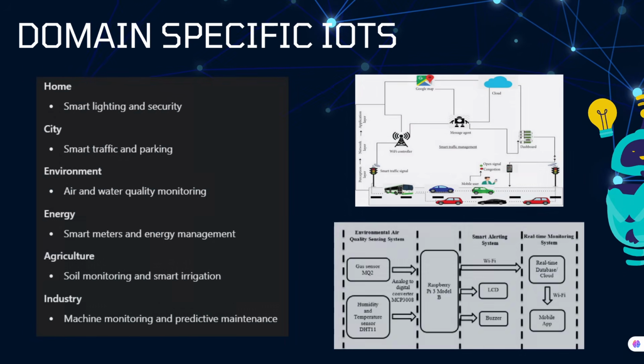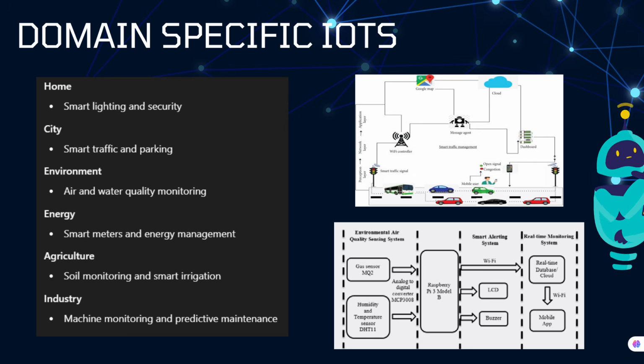Next is domain-specific IoT applications. This slide shows different real-world application areas. In homes, IoT is used for smart lighting, smart locks, and security cameras. In cities, IoT is used for traffic management, parking systems, and street lighting. In environment monitoring, IoT is used to measure air quality, water quality, and weather conditions.